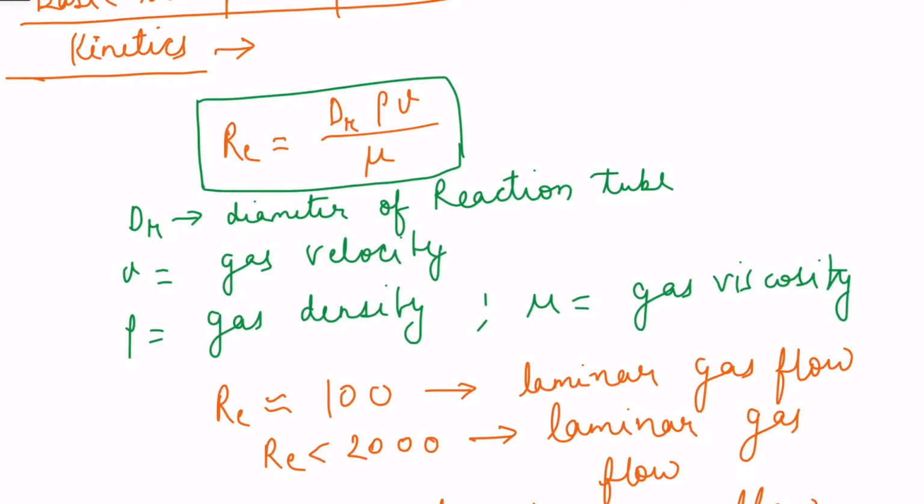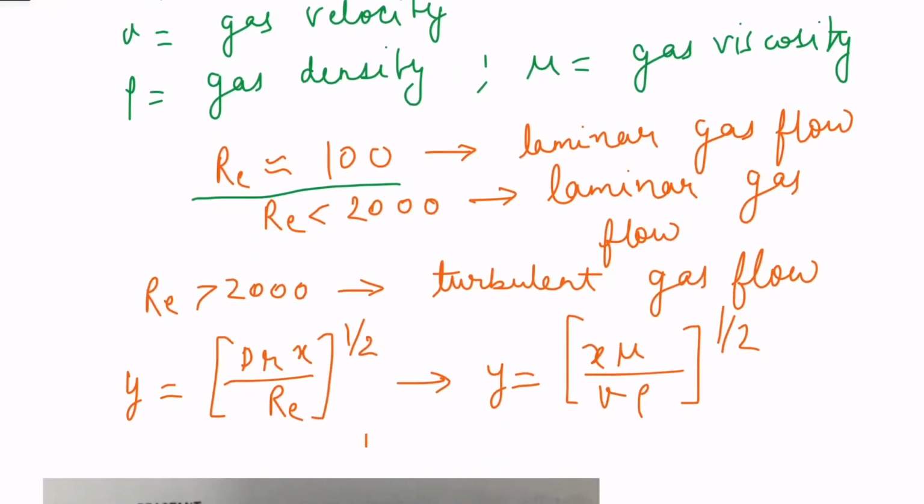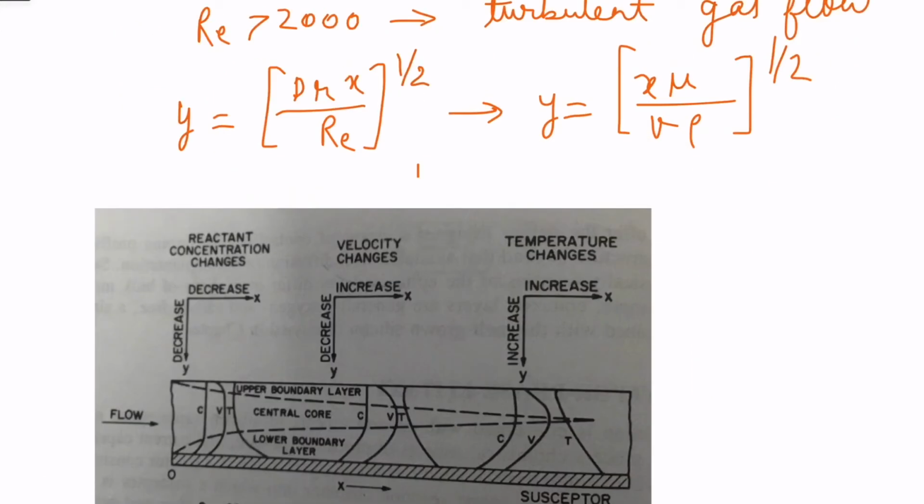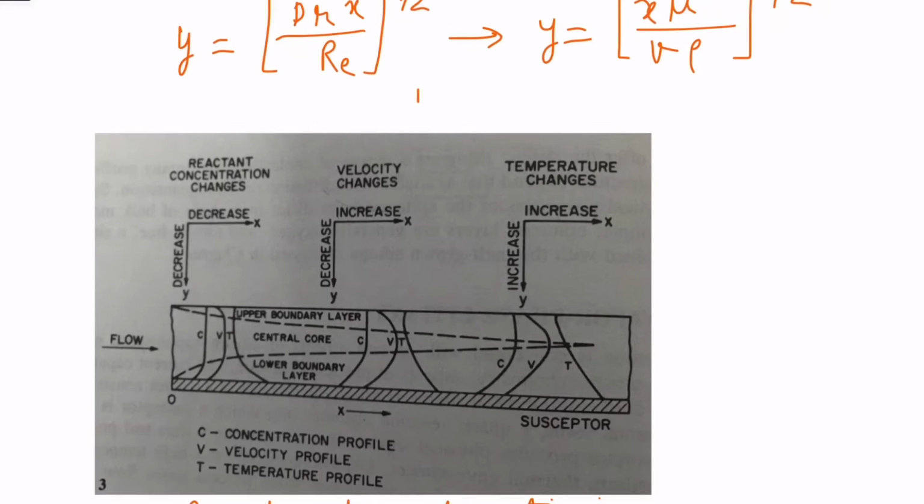and by using the typical values of rho and mu for hydrogen gas, we find that Re is approximately 100. If the Reynolds number Re is less than 2000, then the gas flow is laminar in the reaction tube, and if Re is greater than 2000, then it represents turbulent gas flow. So the laminar gas flow is indicated as shown in the figure. This is the reaction tube, and here we take the gas as an input. So the gas will flow in this way.